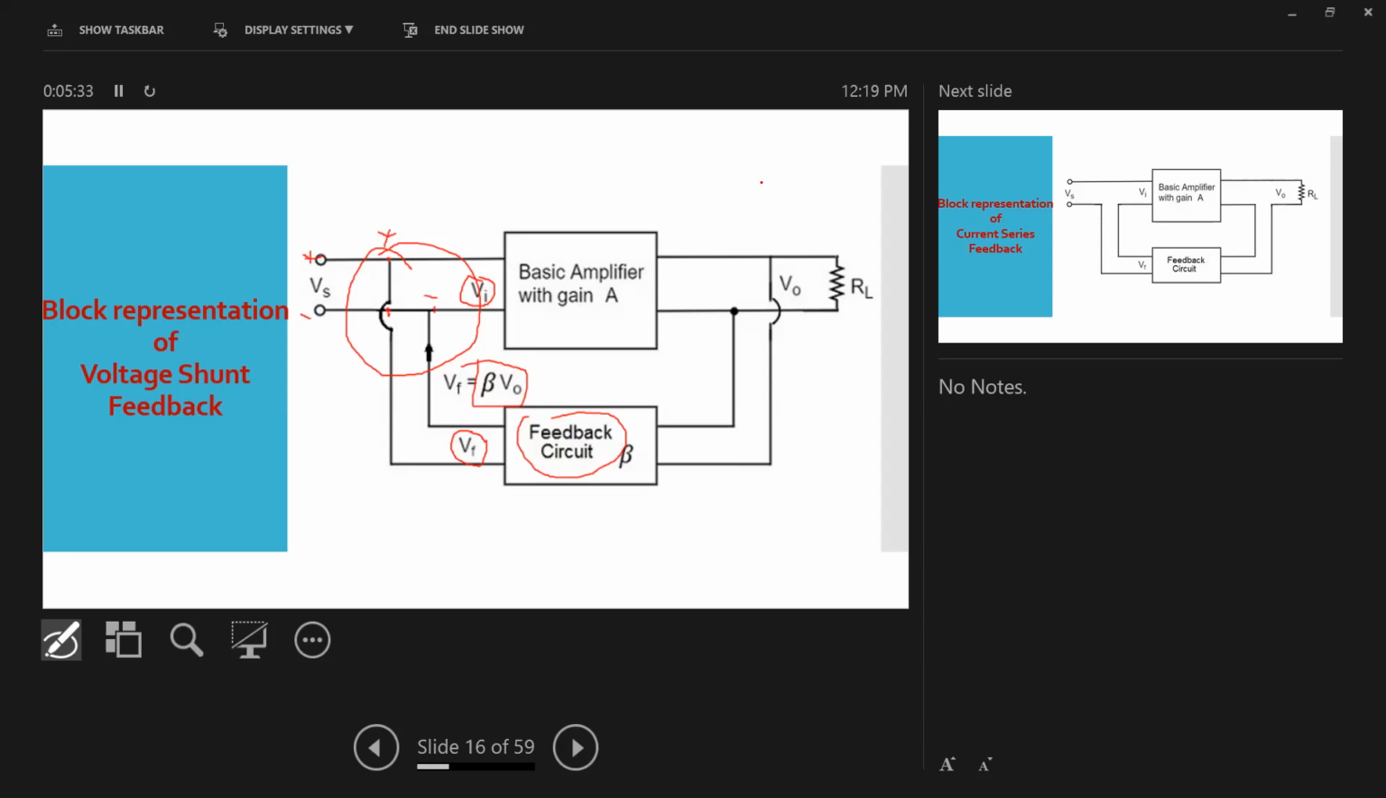Am I making this thing clear, everyone? What is the voltage shunt feedback and how is it going to be different from voltage series feedback? Is that all right, everyone? Online students, can I get feedback from your side?